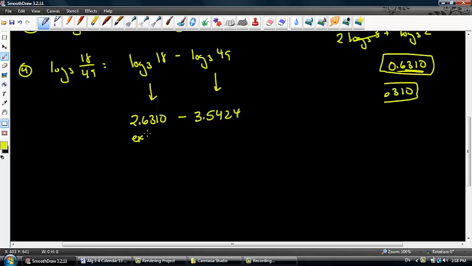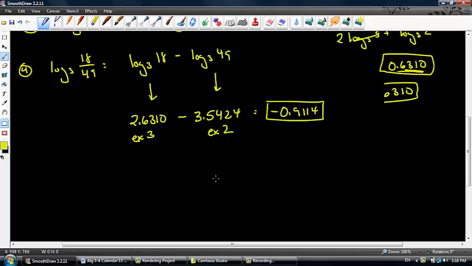Just look back towards example 2. So I'll even write this down. This looks like example 3, and then this is example 2. All right, so just keep that in mind. So I'm going to subtract them now. That is a negative 0.9114. And that's it.